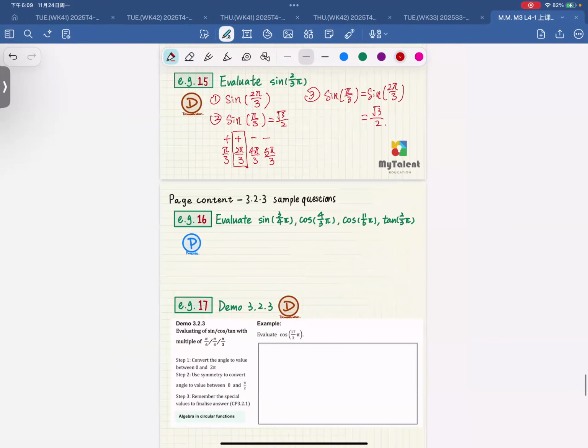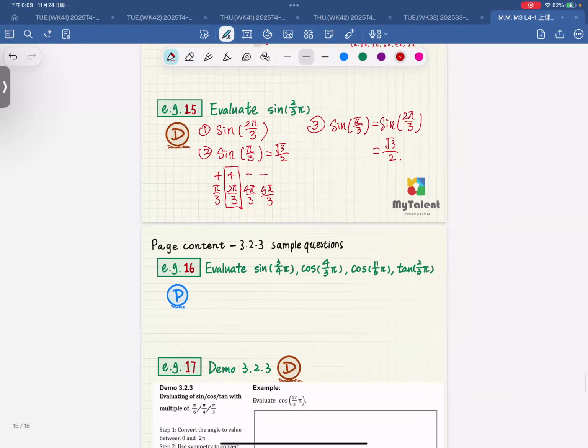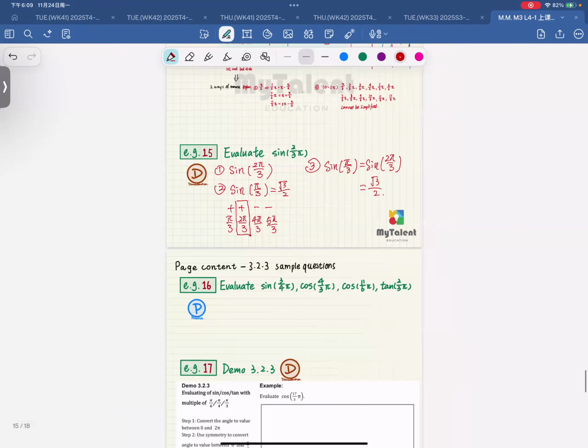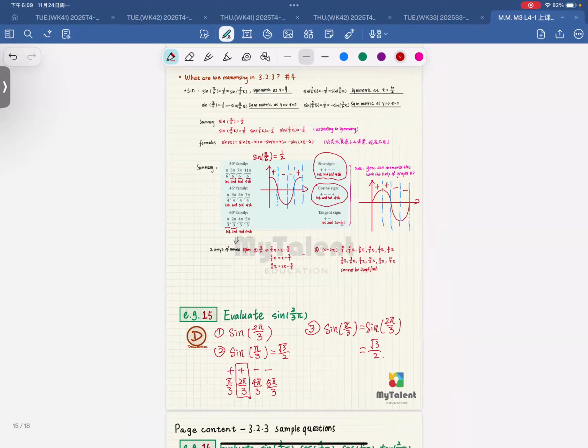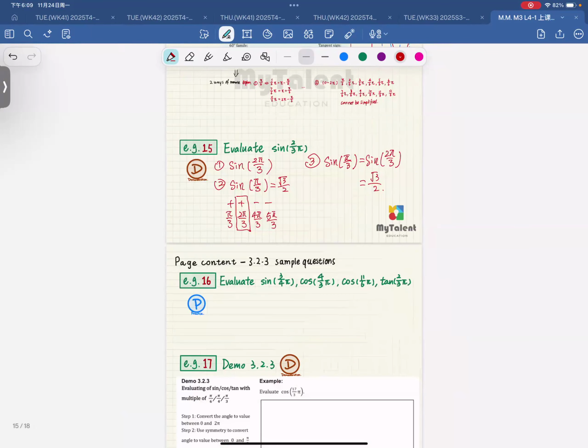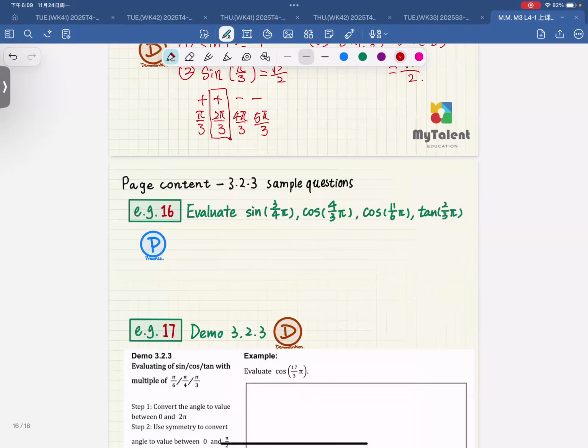Now, on the mini whiteboard, I'll write the question down and I will show you the table on the screen. Try to do it by yourself. Evaluate. Just give me 1 second.